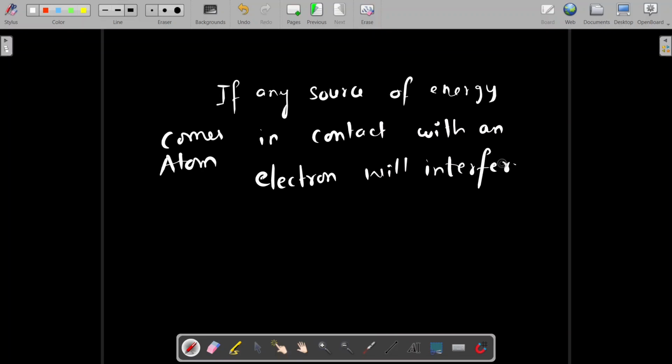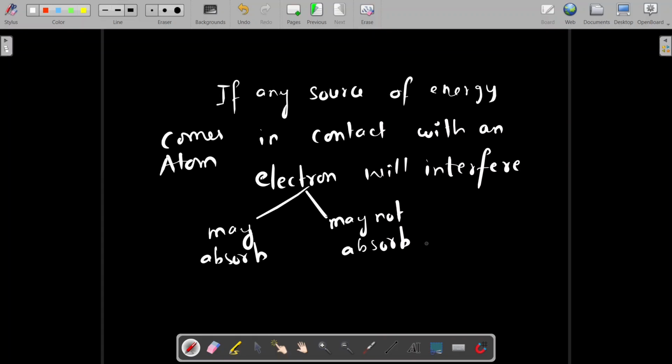How it will interfere means either the electron may absorb that energy or may not absorb the energy.